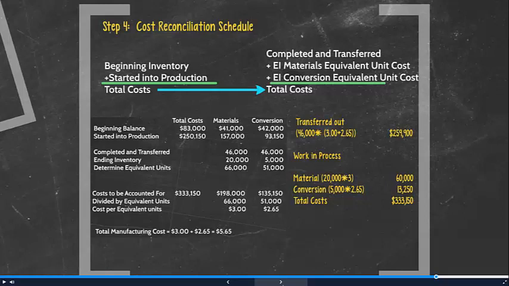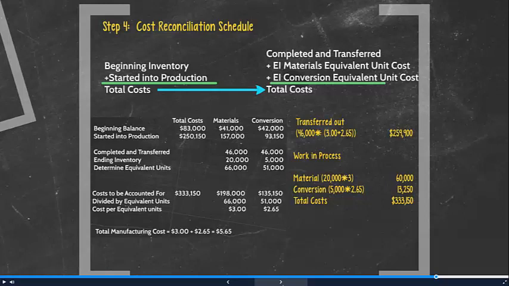So in step 3, we calculated our cost per equivalent unit to be $3 for material and $2.65 for conversion. That gave us a total manufacturing cost of $5.65. Since those completed and transferred out units are whole units, we can take the amount that we determined to be in that category and multiply it by that total manufacturing cost. So, since we have 46,000 in completed and transferred units, we multiply that by $5.65 to get a total of $259,900 to assign to our completed and transferred out units.